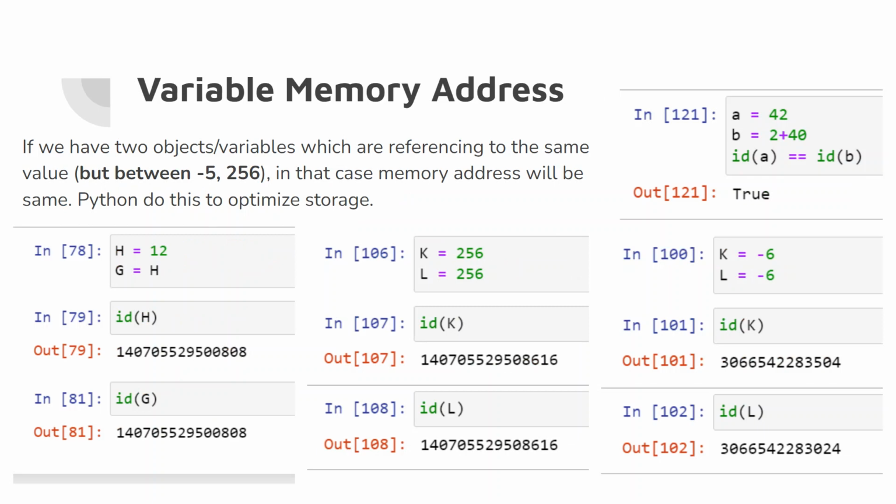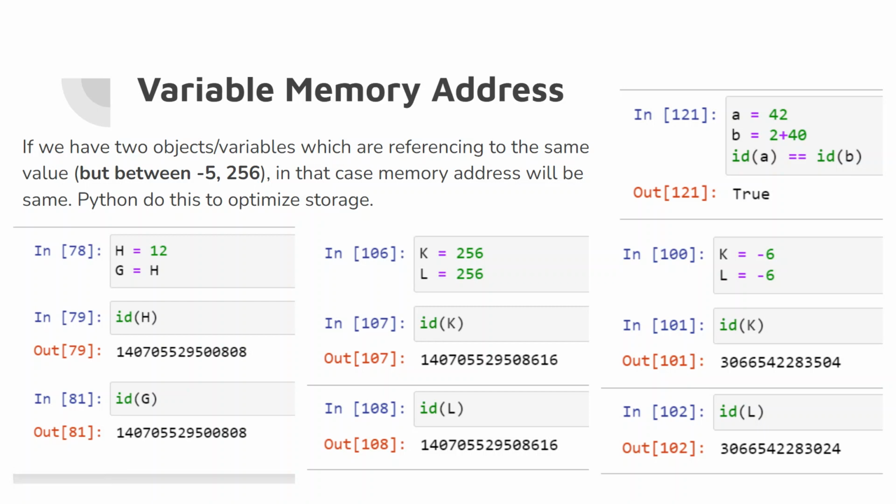Okay, all right. So variable memory address, if you want to know, we are going a little bit deeper. Suppose g is equal to 12, h is equal to g. So if I check id, the memory address, it will show you the same. Why? Because Python does this to optimize storage, and this will work for -5 to 256 only. If a value is an integer and between -5 to 256, then it will work.